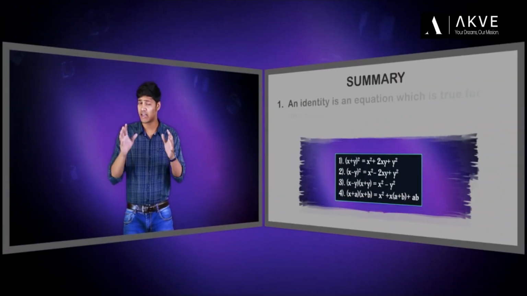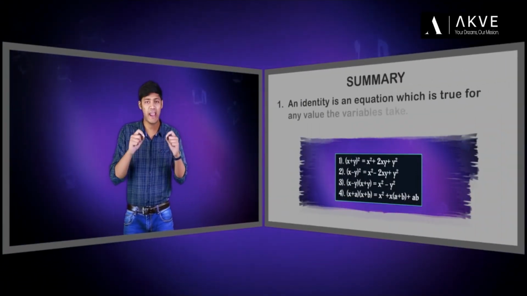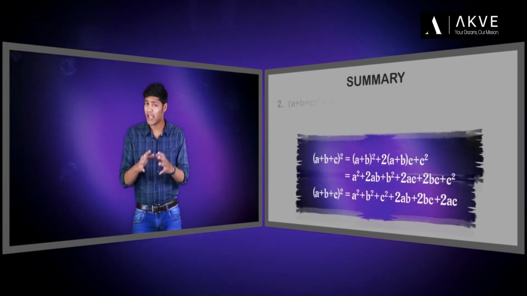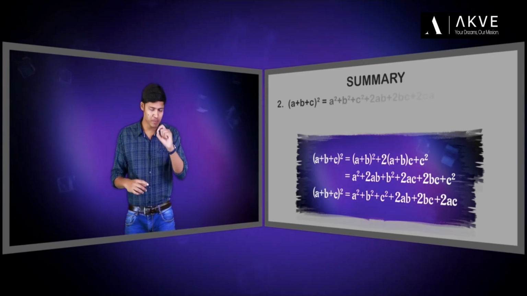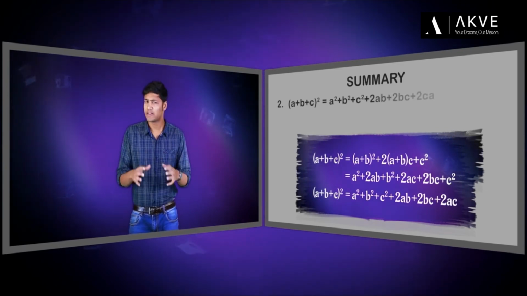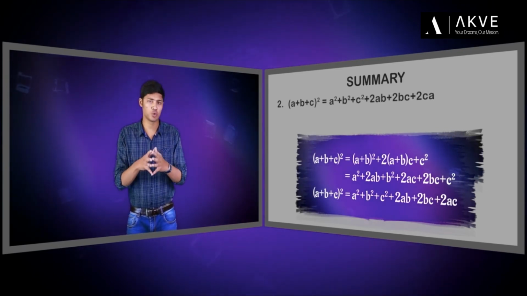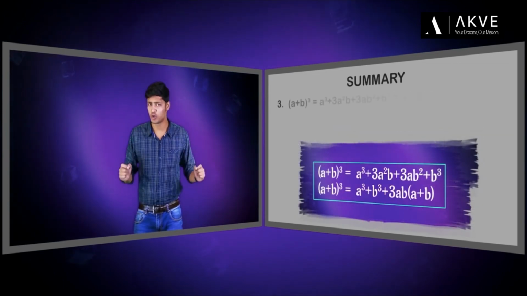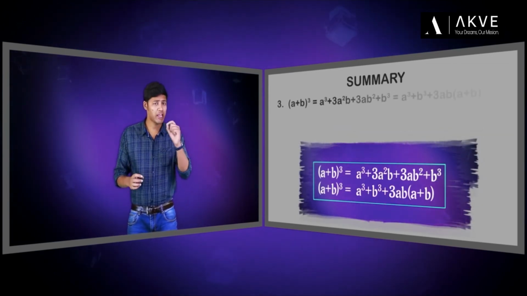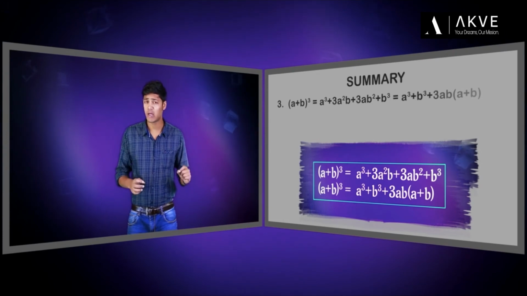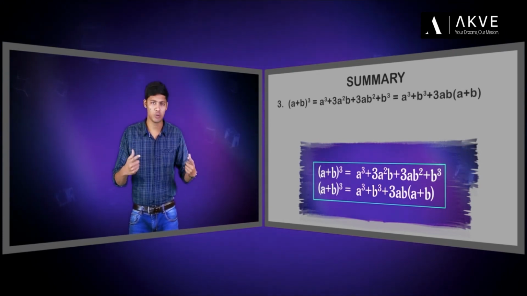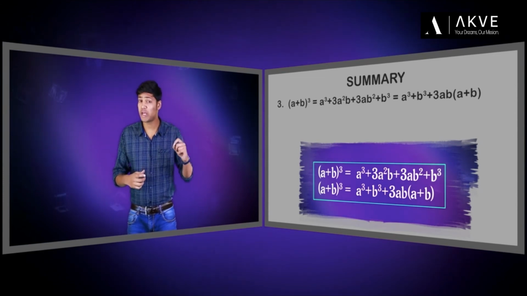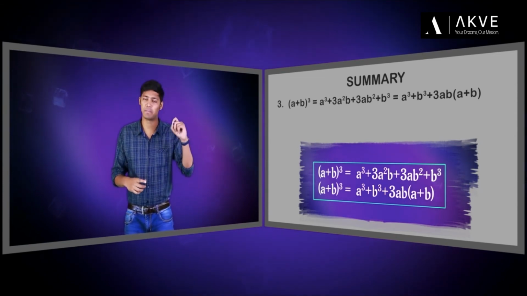An identity is an equation which is true for any value the variables take. (a plus b plus c) whole squared is equal to a squared plus b squared plus c squared plus 2ab plus 2bc plus 2ca. (a plus b) whole cubed is equal to a cubed plus 3a squared b plus 3ab squared plus b cubed, which is again equal to a cubed plus b cubed plus 3ab multiplied by (a plus b).